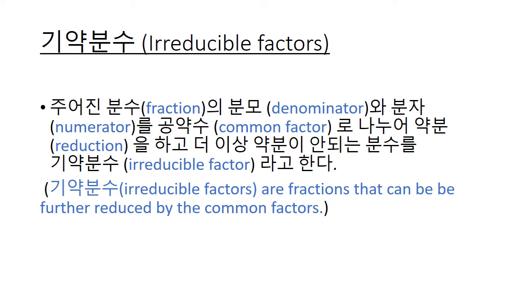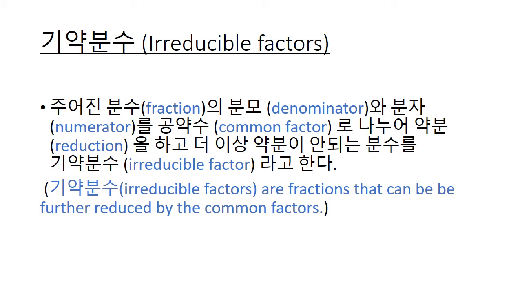Let's take a look at the definition of 기하분수. 주어진 분수의 분모와 분자를 공약수로 나누어 약분을 하고 더 이상 약분이 안 되는 분수를 기하분수라고 합니다. So in English, a 기하분수 is an irreducible fraction or a fraction in its simplest form.